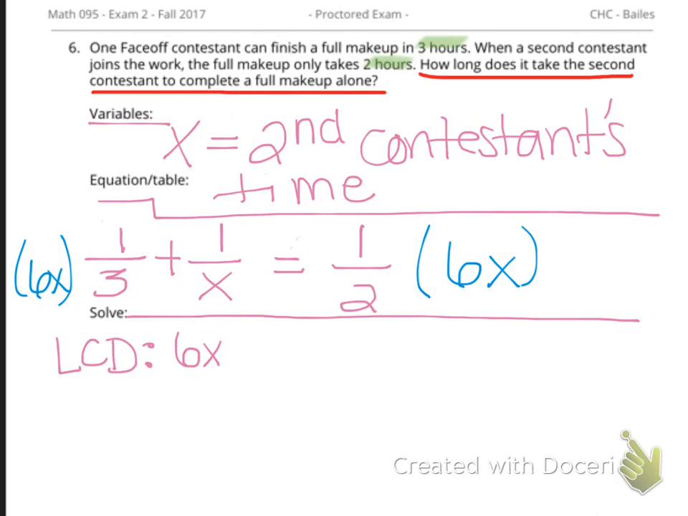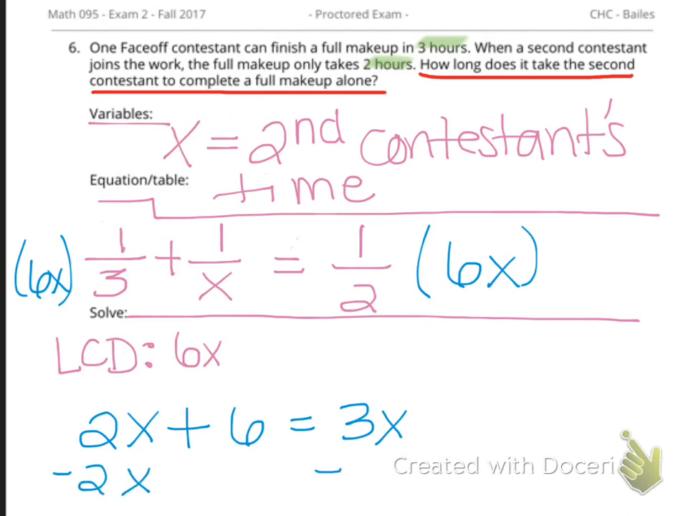If I distribute 6x to the first fraction, the 3's will cancel and I'll be left with 2x. If I distribute 6x to the second fraction, the x's will cancel and I'll be left with just 6. When I multiply the right-hand side of the equation, the 2's cancel and I'll be left with just 3x. Moving this 2x over to the 3x, I'm left almost immediately with 6 is equal to x. Or, since we typically write it the other direction, x is equal to 6.